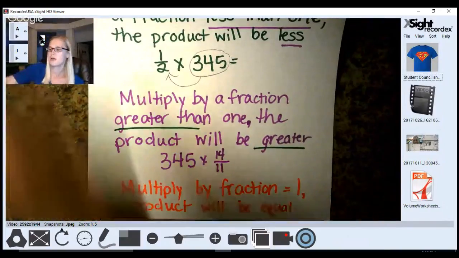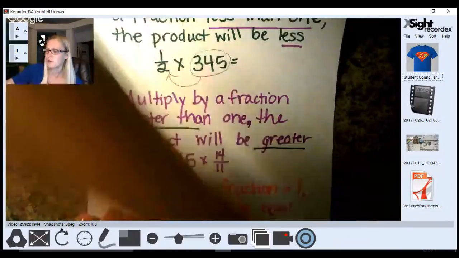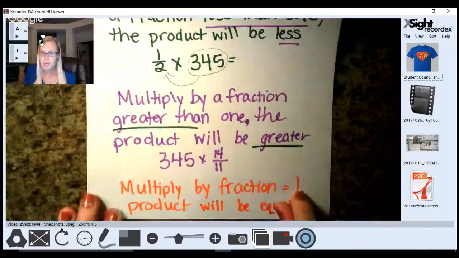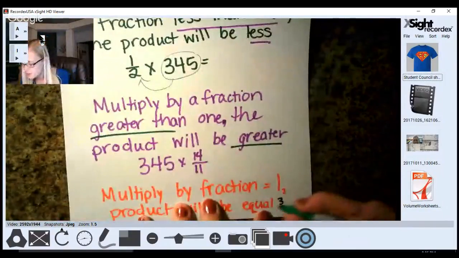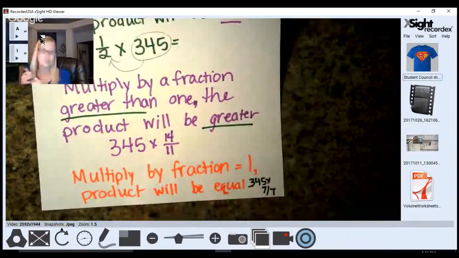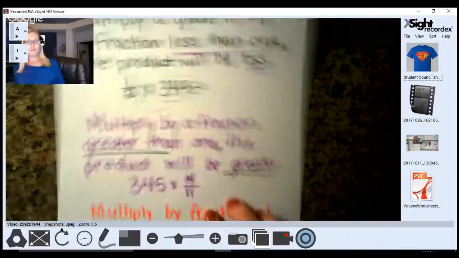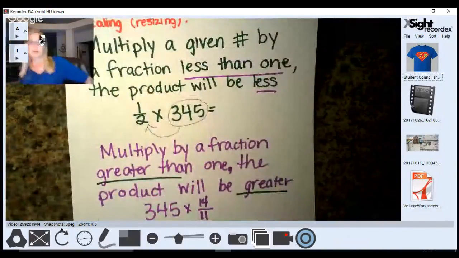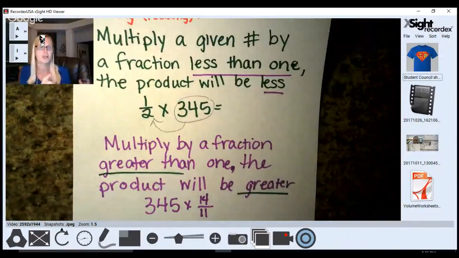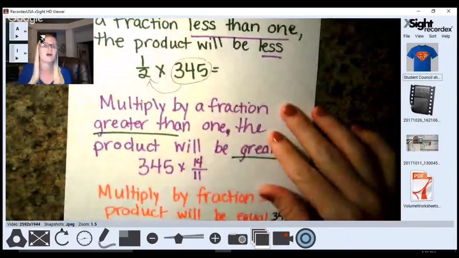So the only caveat to that I want you to hopefully remember is that it doesn't always have to be represented as 1 this way. It could also be represented as 345 times something like 7 sevenths, because that's still equal to 1. 7 sevenths is 1 whole, because 7 divided by 7 is 1. So again, those are our 3 rules that we're going to be looking at. Multiply a given number by a fraction less than 1, our product is going to be less than our given number. Multiply a fraction by a number greater than 1, our final product is going to be greater than the given number, and then equal to 1, our product will be equal.